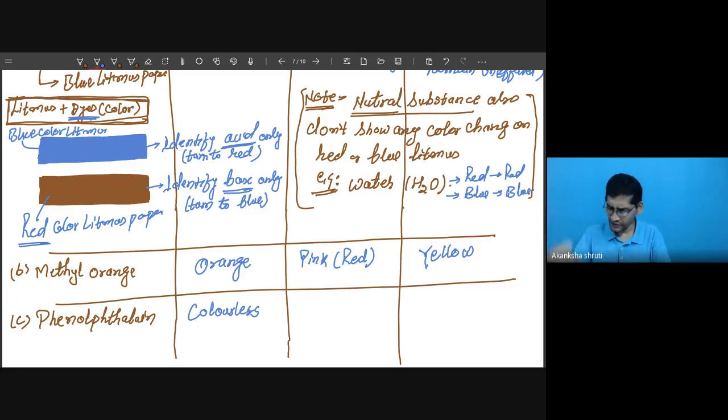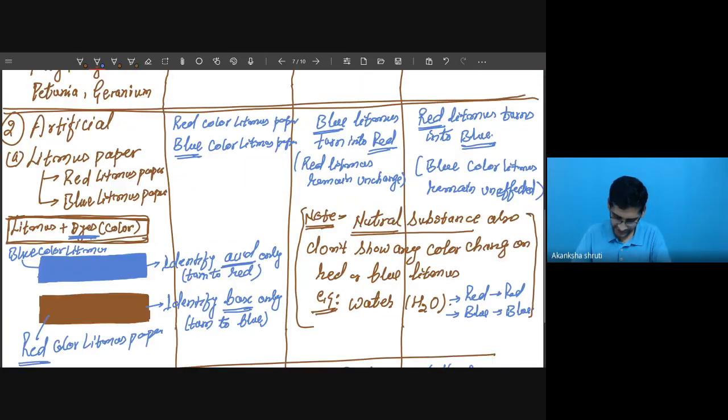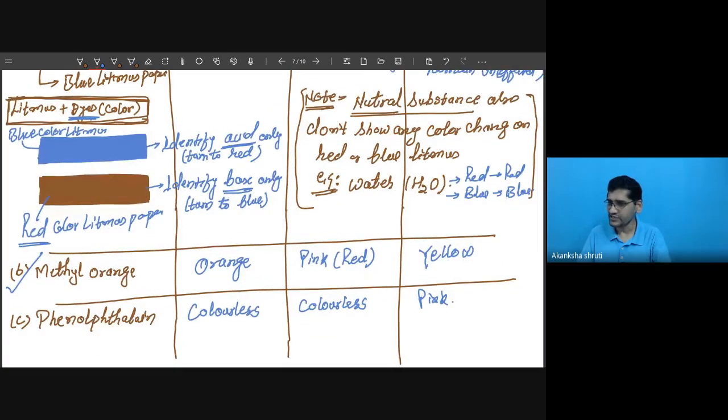And even if you put it into acid, it will remain colorless. But if you put it into base, it will turn pink. This you have to keep in mind. Students, for you, methyl orange and litmus are very important. Phenolphthalein is not that important, but at least you must keep it in mind.